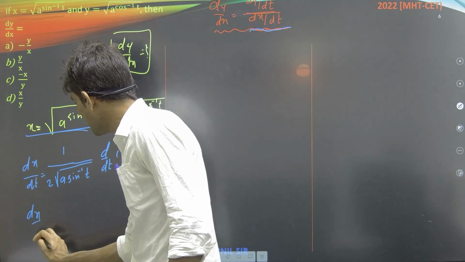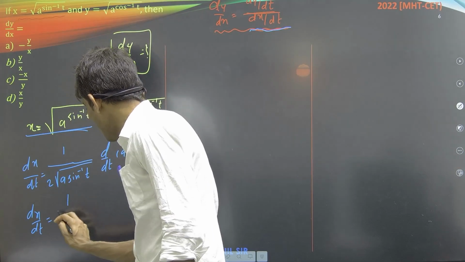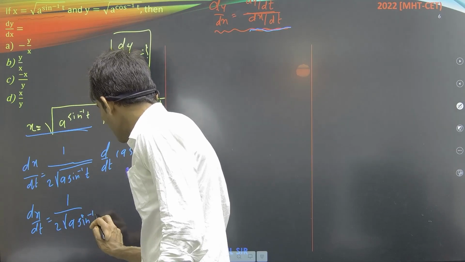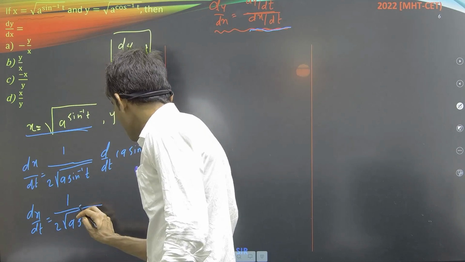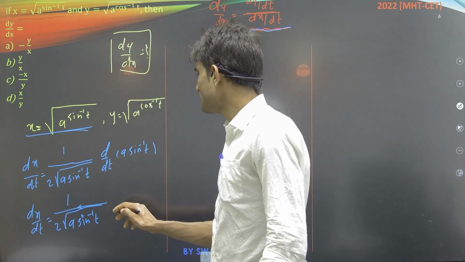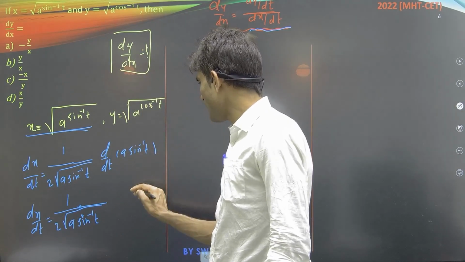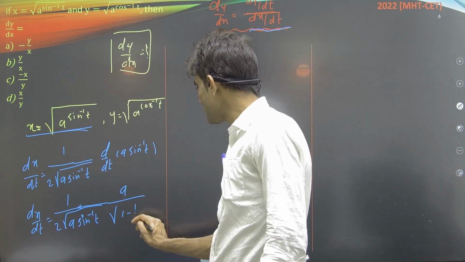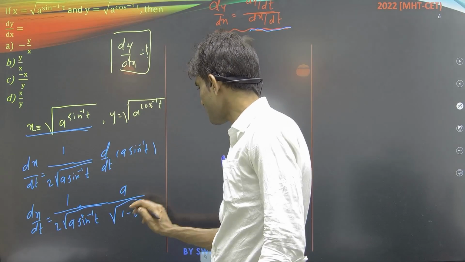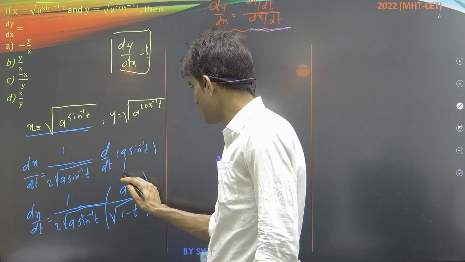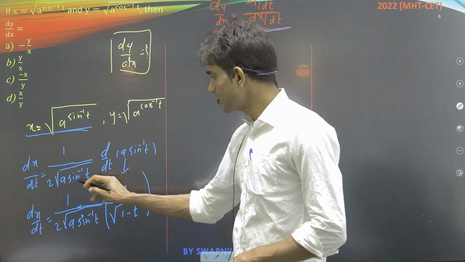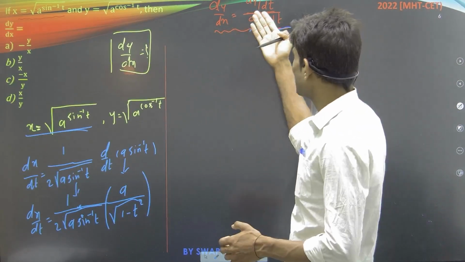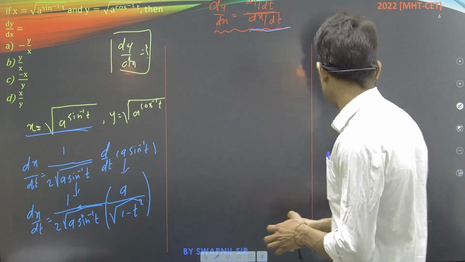Dx by dt can be written as 1 upon 2 times square root of a to the power sine inverse of t, multiplied by a to the power sine inverse of t, keeping a as it is, times the differentiation of sine inverse of t, 1 upon square root of 1 minus t square. The first part I kept as it is, with no need to solve it, because as we have dy by dt in the numerator, we can cancel these terms.